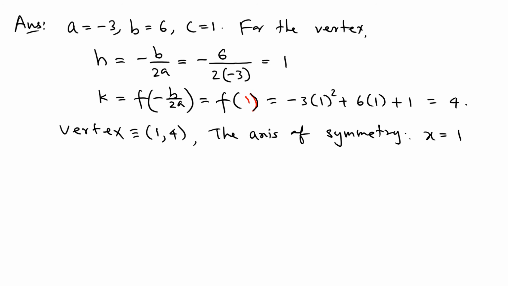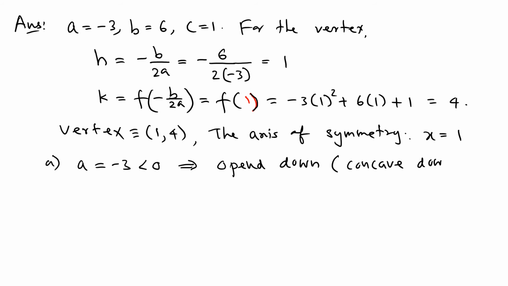Now we can use this information to graph the function. But before that, we're going to find the answers to A, B, and C, because that will help you get a better shape of the graph. So let's look at part A. It asks whether it opens up or down. In this case a is -3, which is negative, so it opens down. Sometimes we call it concave down.